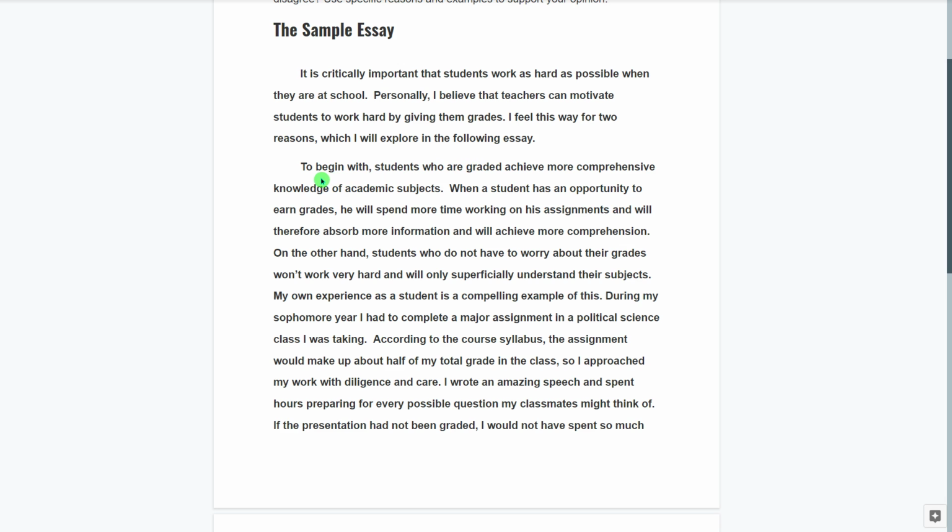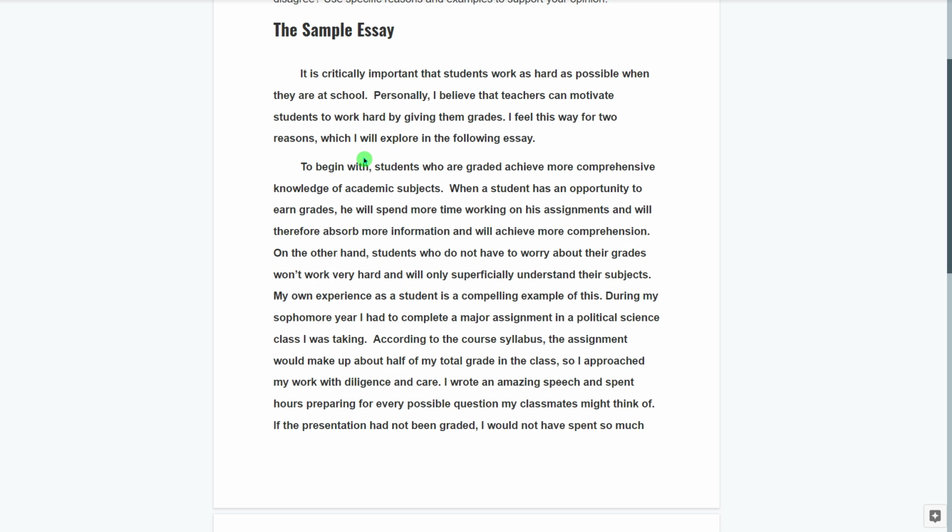All right, so next up, I start my first body paragraph, and I start it with a topic sentence. In this case, I wrote, to begin with, students who are graded achieve more comprehensive knowledge of academic subjects. This topic sentence is meant to summarize the argument that I make in the rest of the body paragraph. That's the point of the topic sentence. So basically, it's stating your first reason, and it's really summarizing everything you say in the rest of the paragraph. Now, you should begin it with some kind of phrase like to begin with, or first of all, something like that, followed by a comma.